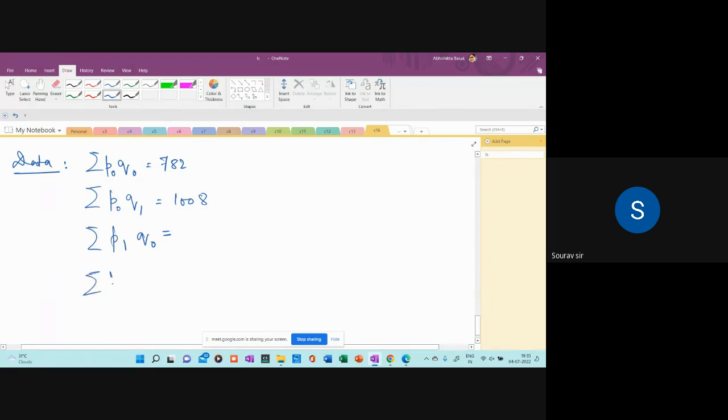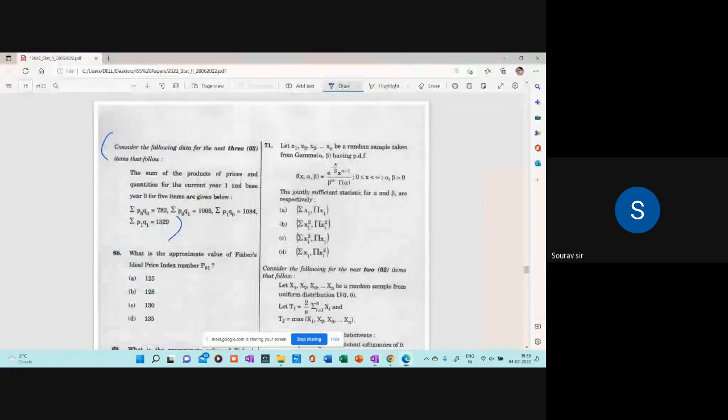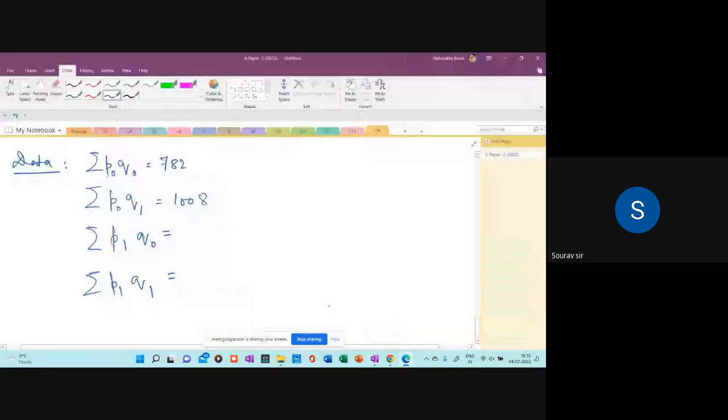And next is summation P1 Q1, so all possible combinations of weights. So the values are 1084 and 1329. Okay, these are the corresponding values that we actually have.